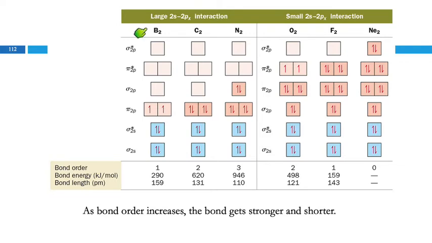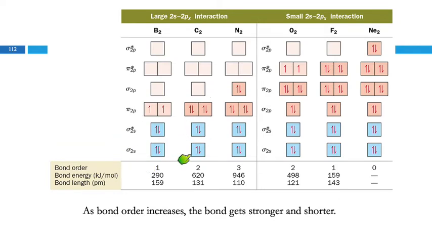So boron, each boron has 3 valence electrons, right? So we have a total of 6 here. So we go 1, 2, 3, 4, 5, and 6. So we calculate the bond order. There's 2 in the bonding orbital here and 2 here, that's 4. Minus 2 is 2, divided by 2 is 1.